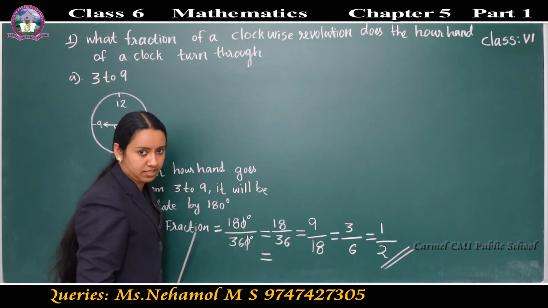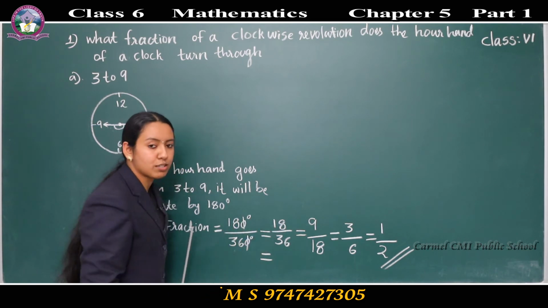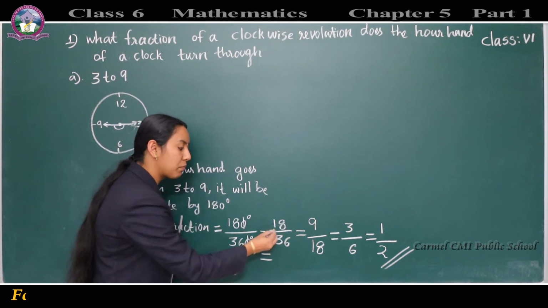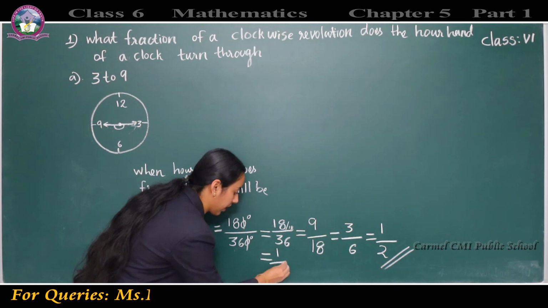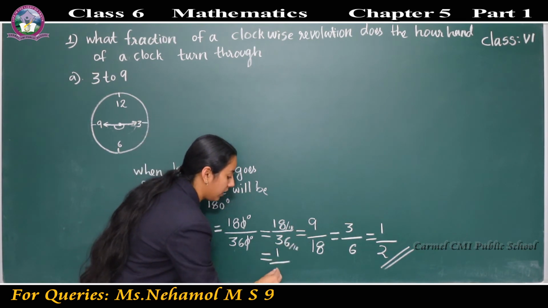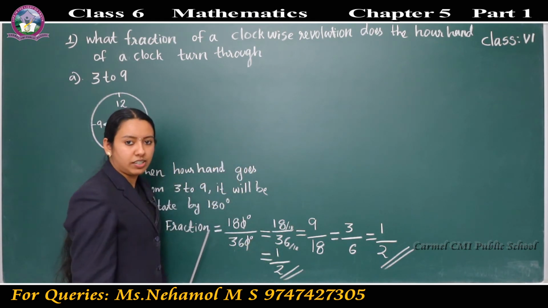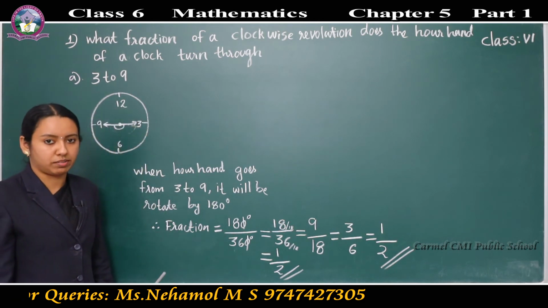18 by 36. We know that 18 is divisible by 18, 36 also divisible by 18. So divide both numerator and denominator by 18. 18 by 18, what is 18 by 18? 1. Then 36 by 18 is 2. So from here itself we will get the answer. 1 by 2 is the required fraction.